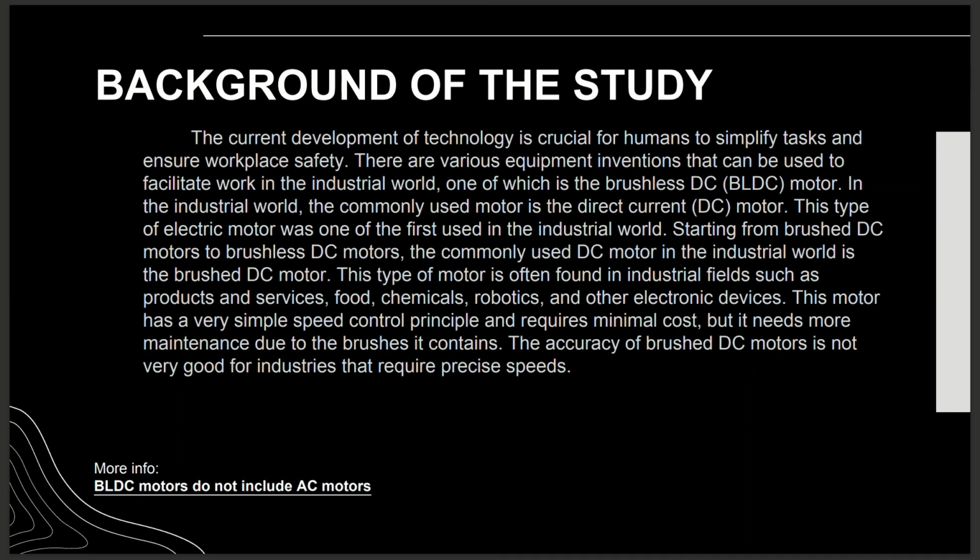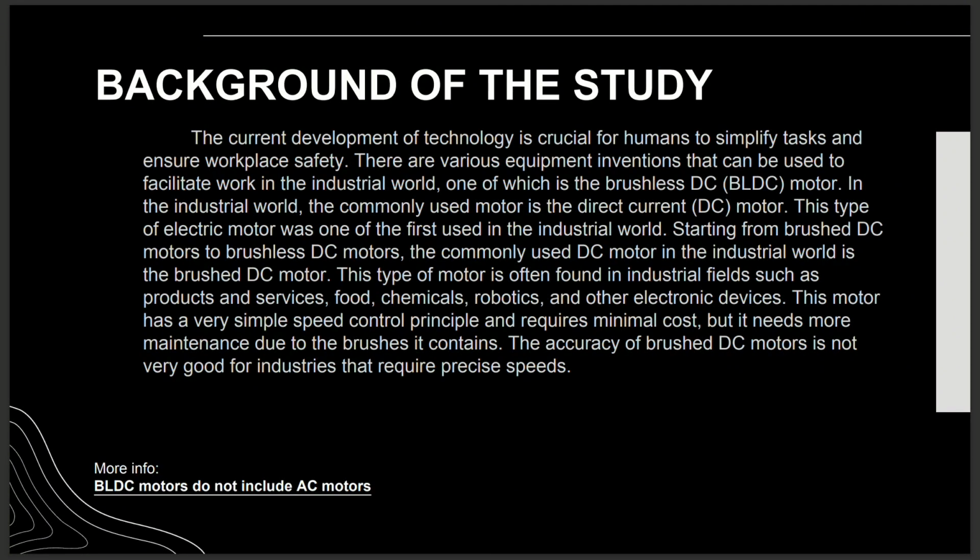In the industrial world, the commonly used motor is the direct current or DC motor. This type of electric motor was one of the first used in the industrial world, starting from the brushed DC motors to brushless DC motors. The commonly used DC motor in the industrial world is the brushless DC motor.